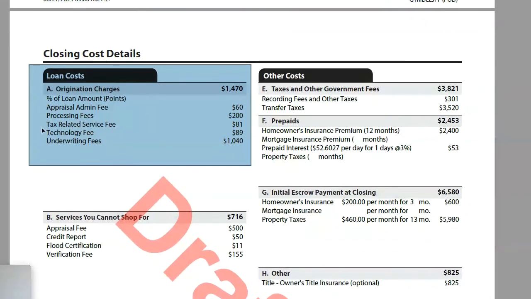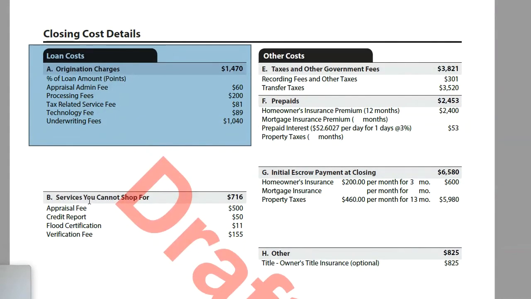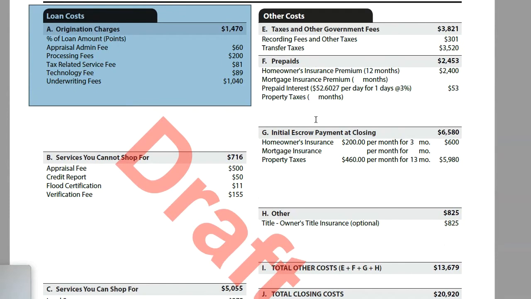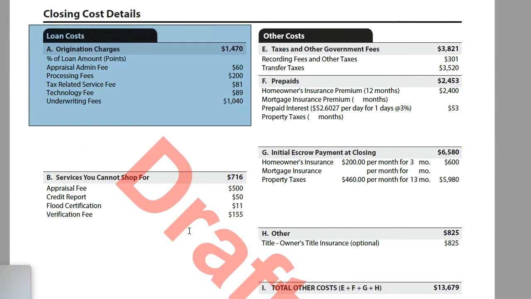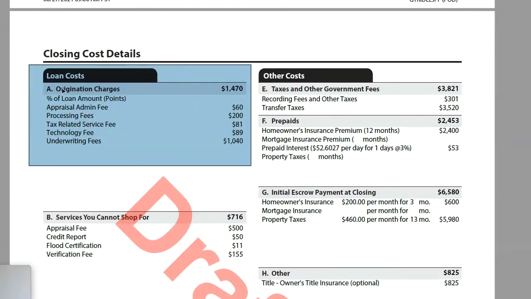Everything else is going to be an estimate. So this is what the lender actually charges you directly from their bank. Everything else is going to be listed in sections B, C, E, and F. All of that stuff is charges from third parties, and as a lender, we're required to disclose an estimate of what that is, but we don't have control over those costs. So for example, in this case, the origination charges are $1,470. It's broken up into a bunch of different fees, but that's just a fancy way of saying we're charging you $1,470 on this purchase loan.